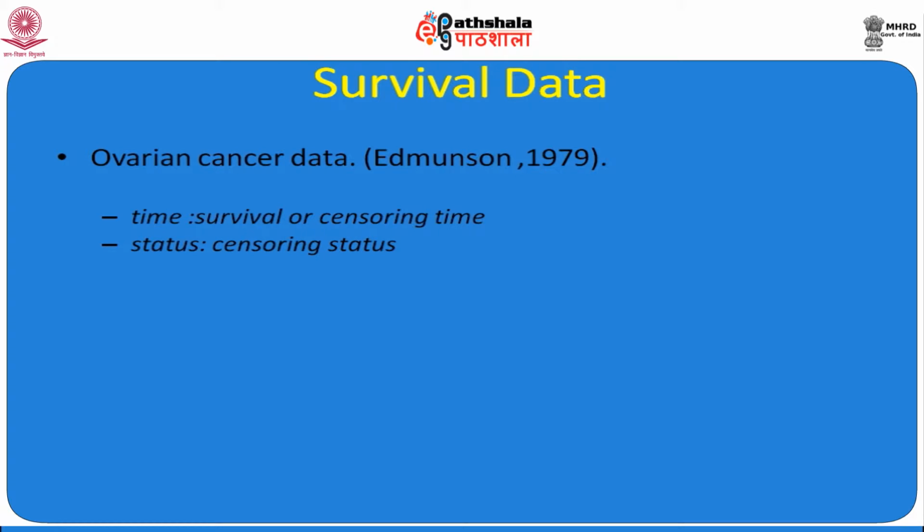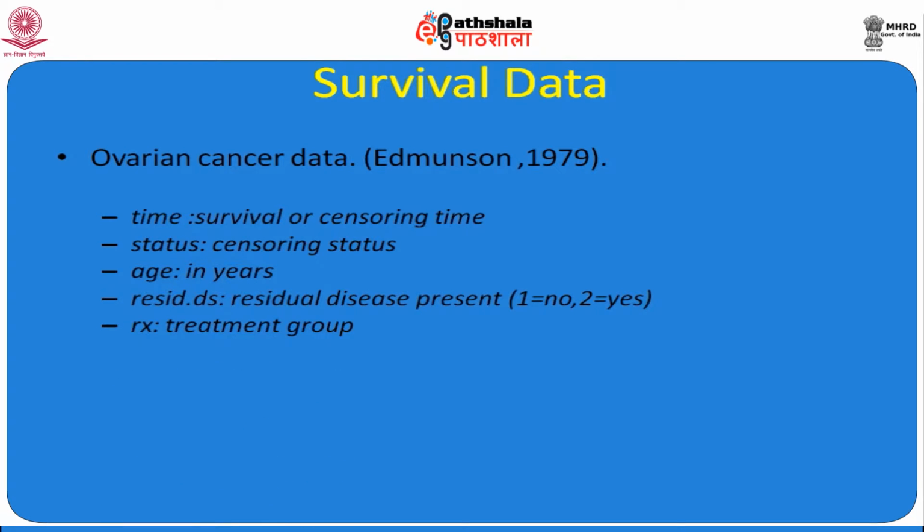An alternative of this status is also represented as delta, where delta or death represents whether the patient is alive or not at the last follow-up. After these two major variables, which are the most useful for survival analysis, we will go to other factors like age, represented in years, and residual disease, presence or not. In this data set, presence is represented as 2 and absence as 1. Rx is the treatment given. If treatment is given, then it is represented as 2. If no treatment is given, or placebo is given, then it is represented as 1.